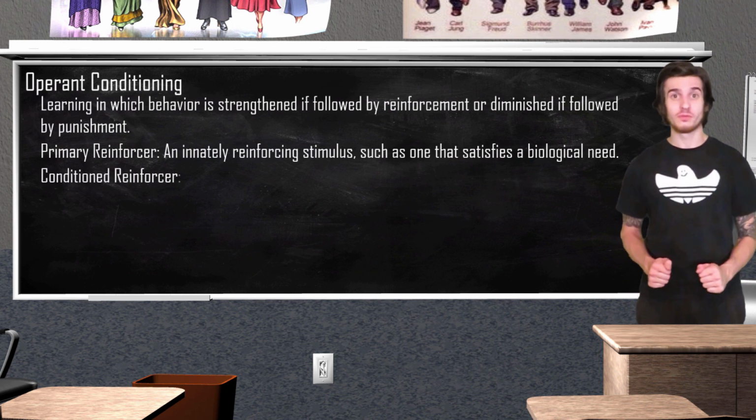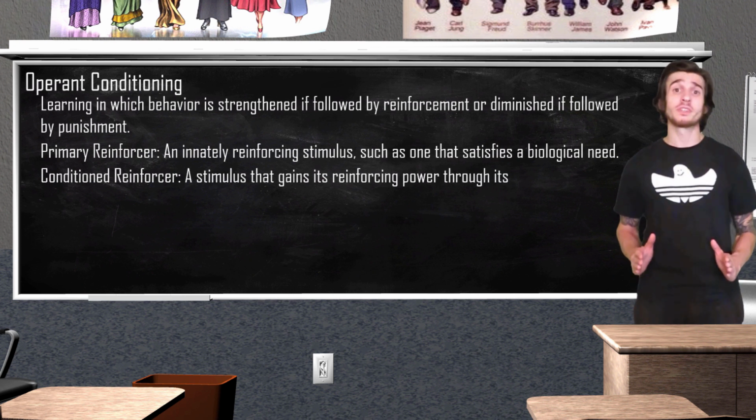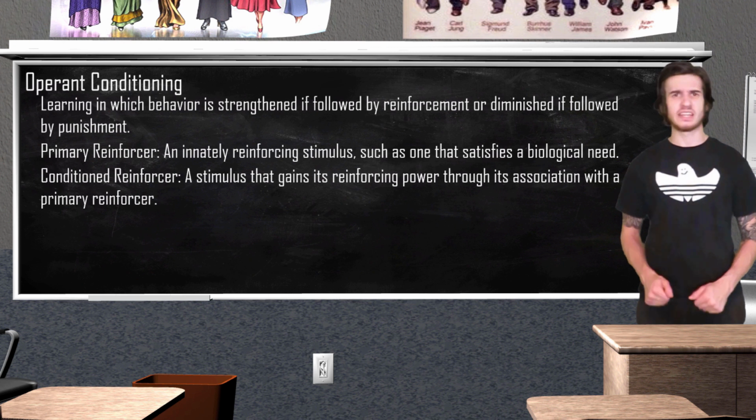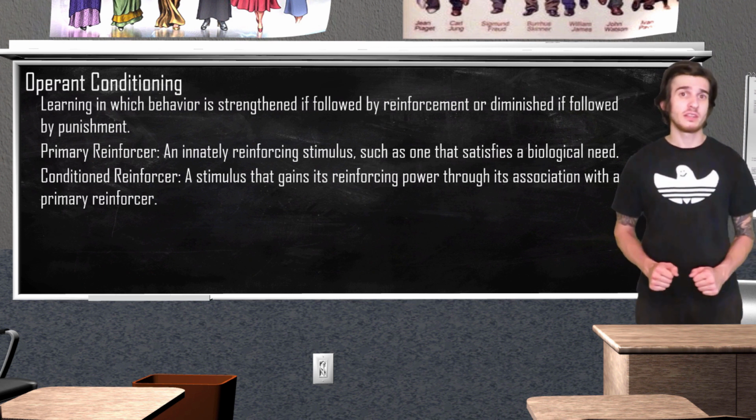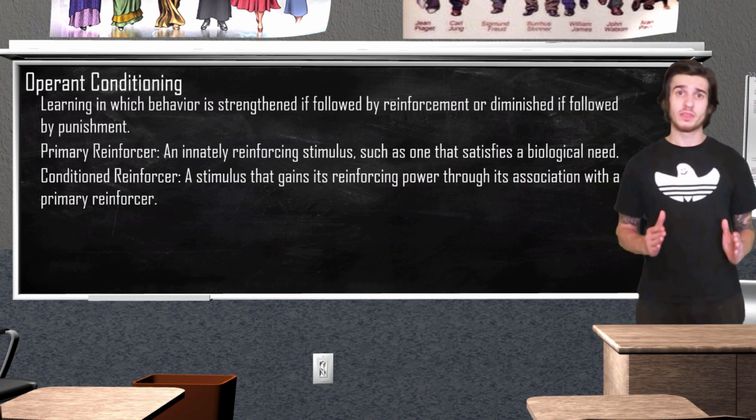Conditioned or secondary reinforcers are going to be any stimuli that gain some type of reinforcement through their association with a primary reinforcer. So when Skinner was training pigeons to guide missiles, he was able to associate the food with the projected target on the screen. Now, since the lights are going to be associated with the food, they are going to be considered conditioned reinforcers.